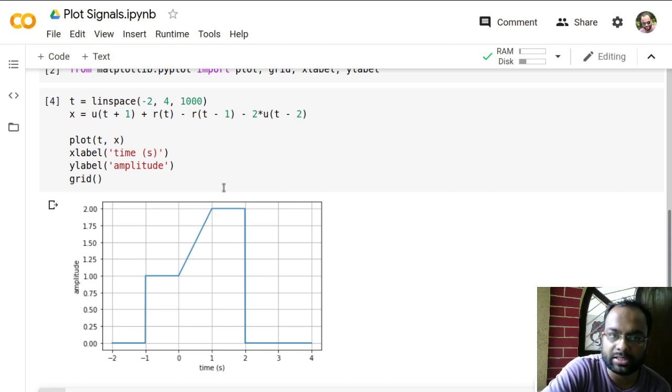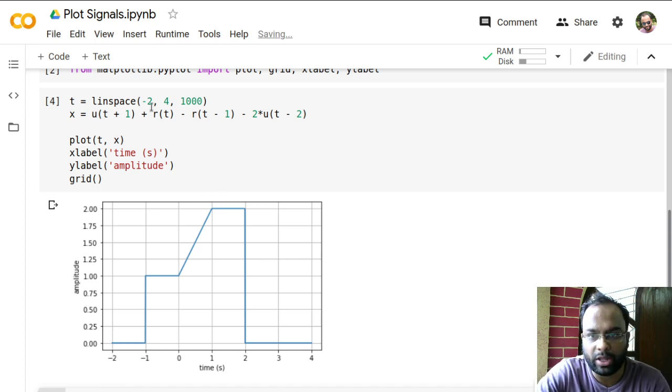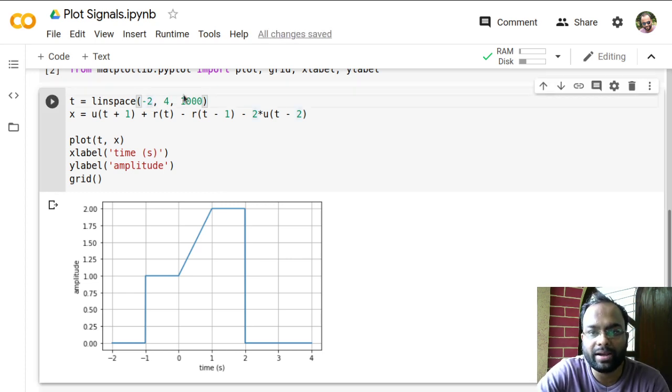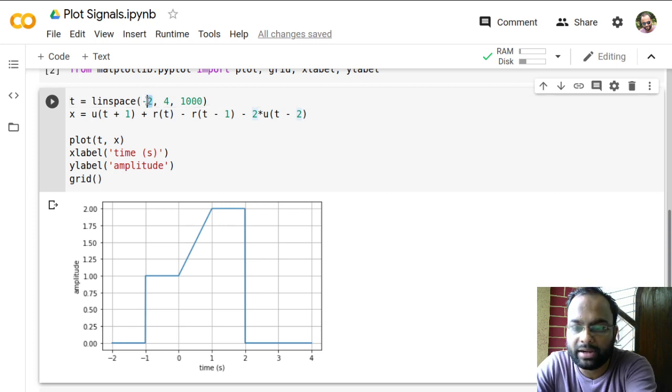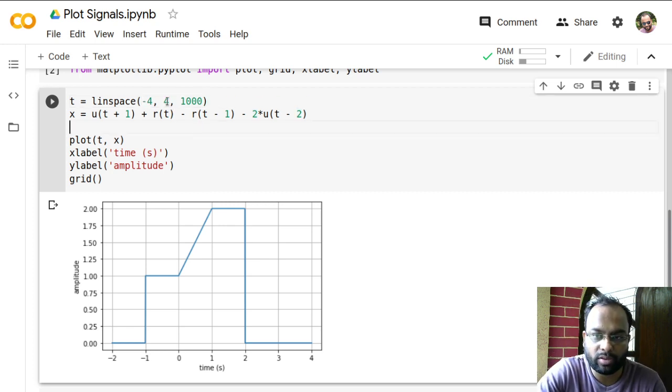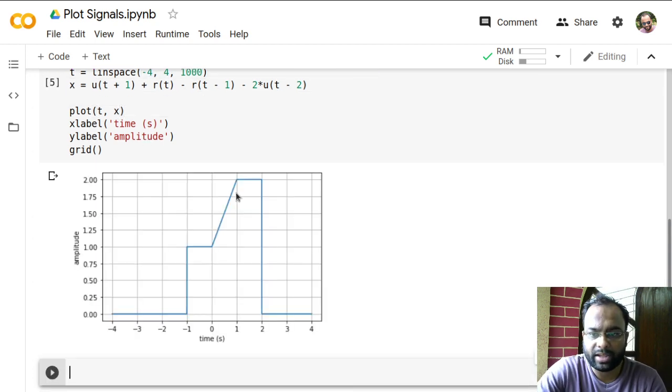So I'll share this file with you, and on Google Colab you can actually just play with this without any issue. So we can change the timing here. So if you want to get a plot from, say for example, t equal to -4 up to t equal to 4, then you can just change this and hit shift enter. It will show you the plot from those time instances.